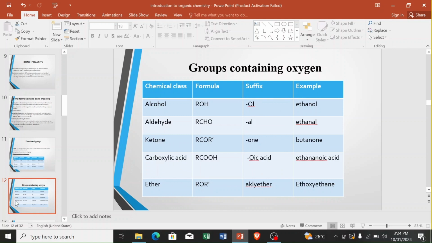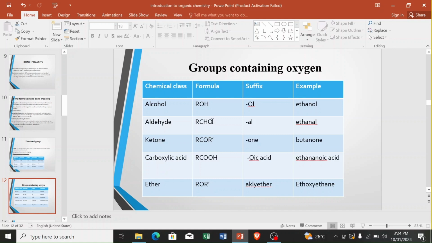We have those that have an oxygen atom in them. That takes us to alcohols. Alcohols have this formula: ROH, and then a suffix of -ol. Examples: ethanol. Then aldehydes. These are carbonyl compounds.